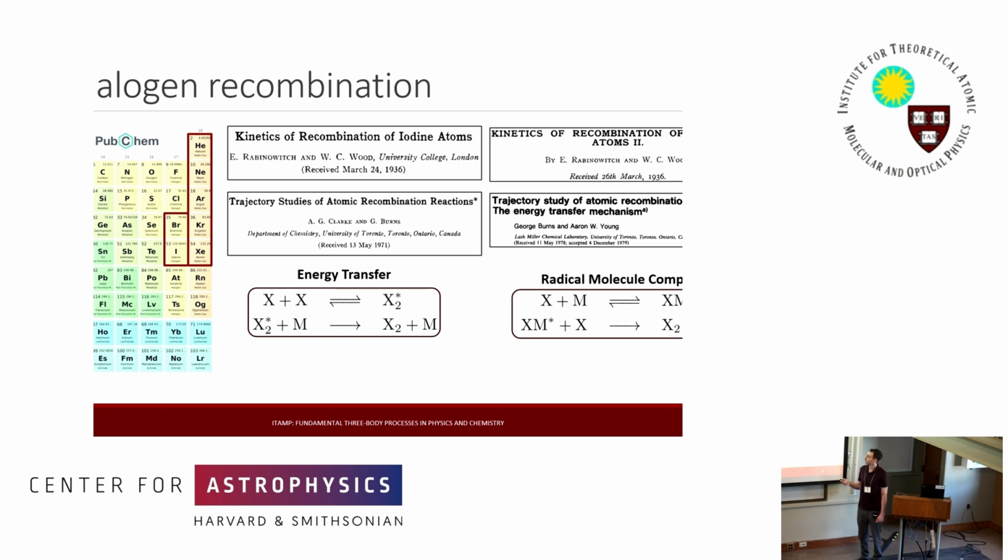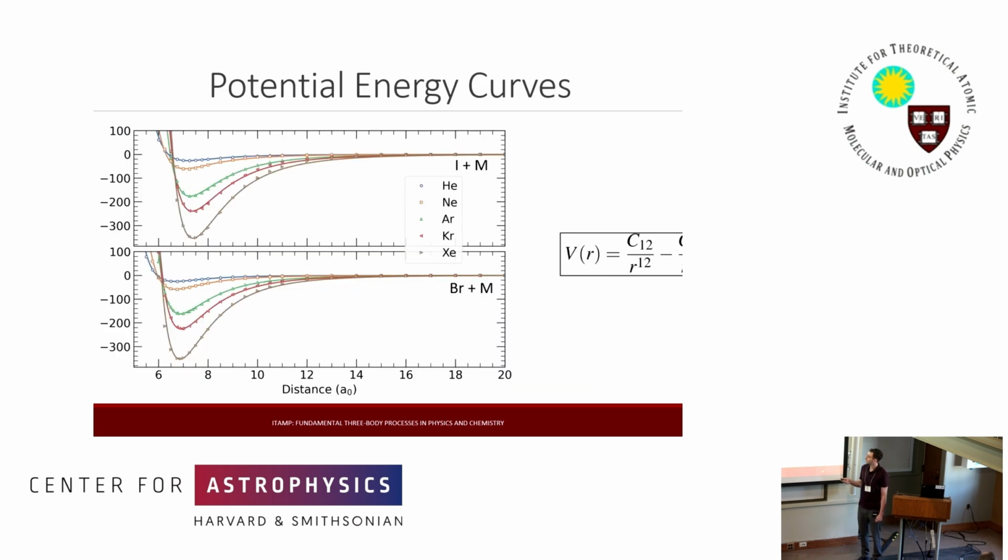Now, this work continued all the way up until about 1980, and I highlight these two papers because they're a series of 8 papers that essentially was the final theoretical study that attempted to characterize these collisions. They used the energy transfer and radical molecule complex two-step mechanisms to define these collisions and rates. But we wanted to take our approach and see how well it does for these halogen recombination systems. So we use this direct method and compare.